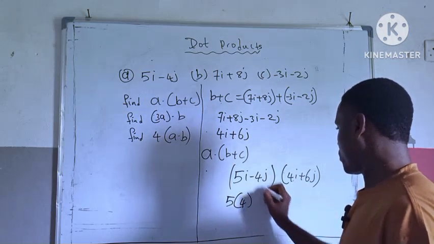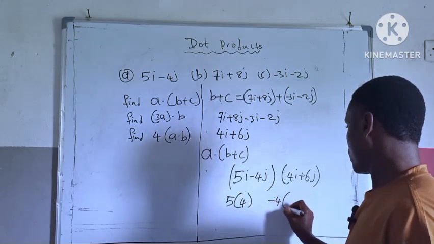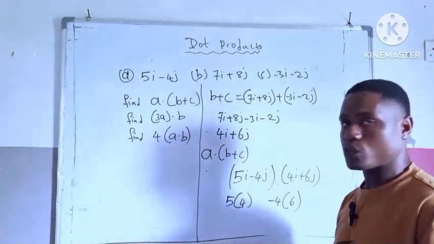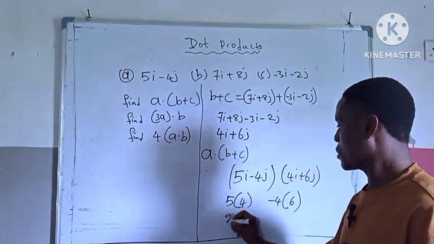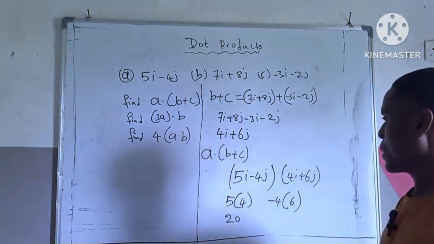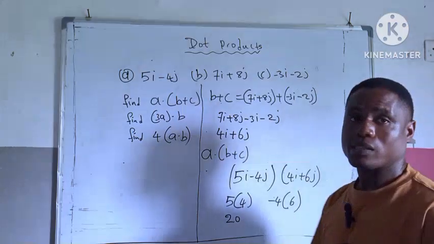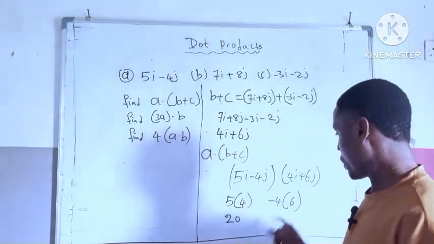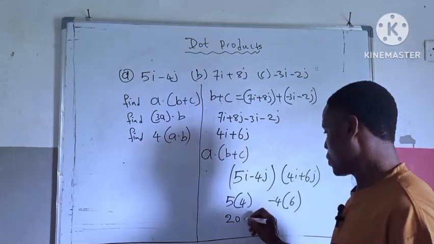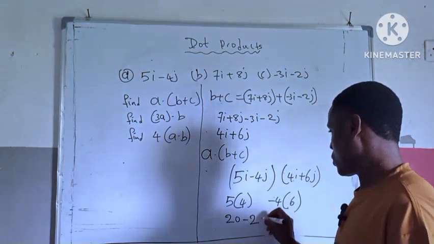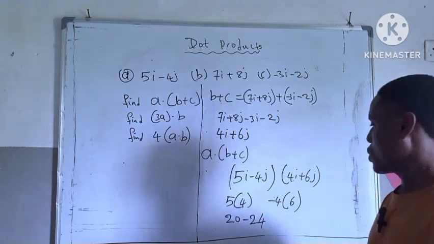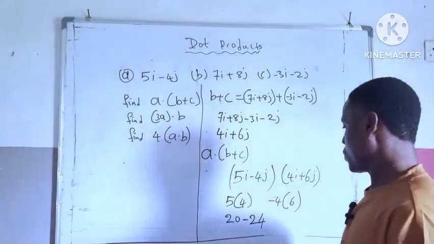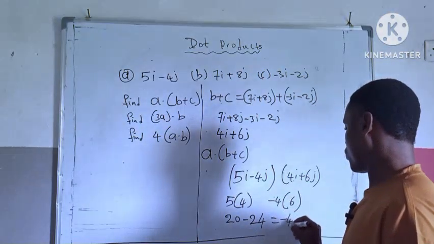Okay, so the second one is what? Minus 4, right? Then 6, right? So 5 times 4 is what? Is 20. Then minus 4 times 6 is what? 4 times 6 is 24, and we have minus here, so it will be minus 24. So if you do 20 minus 24, that gives us minus 4.